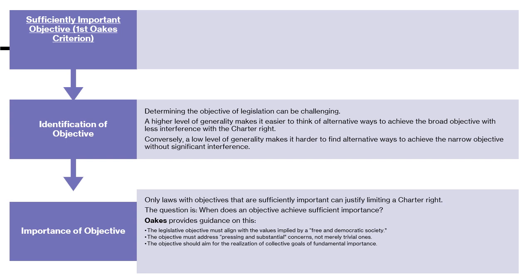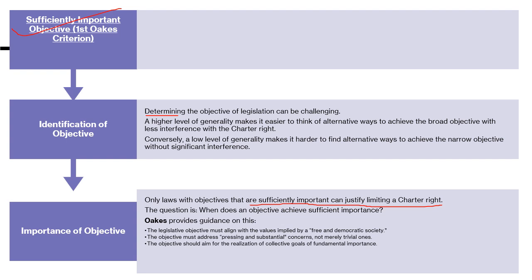The first criterion is a sufficiently important objective. You have to determine the objective, the aim, the purpose of the legislation. Only laws with objectives that are sufficiently important can justify this limit on a charter right. So now the question is, what is sufficiently important? The Oakes test provides guidance on this.